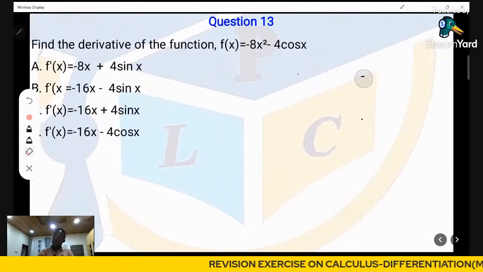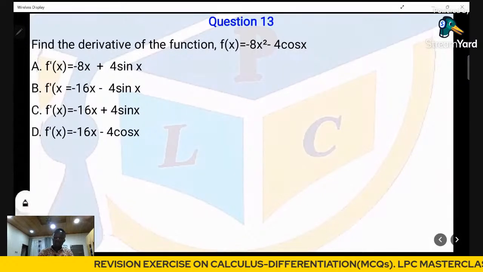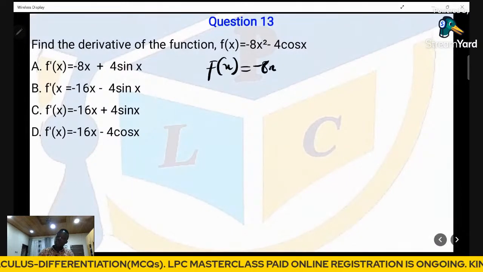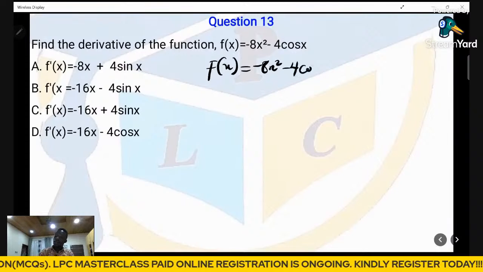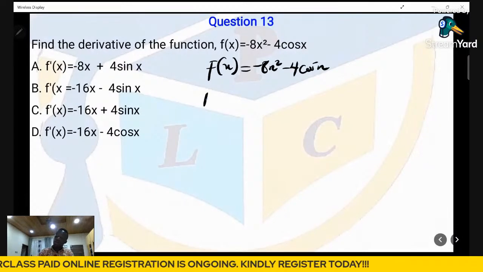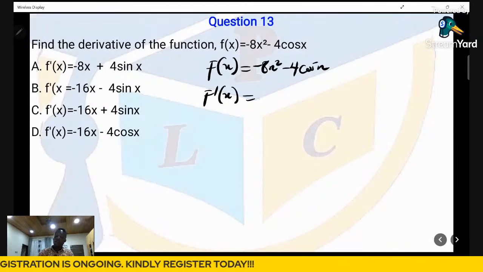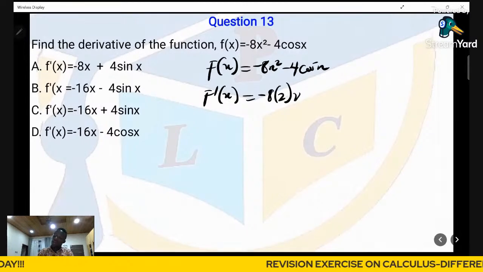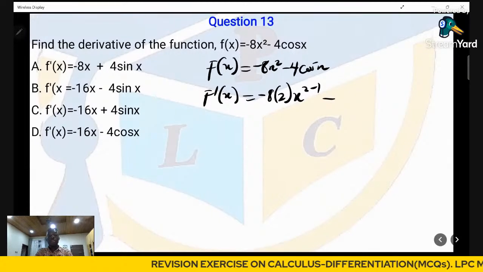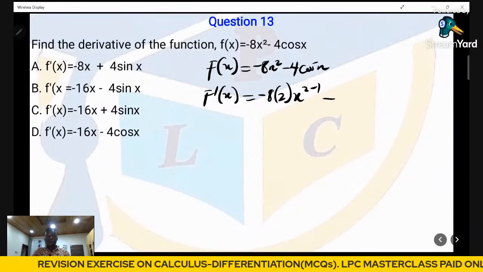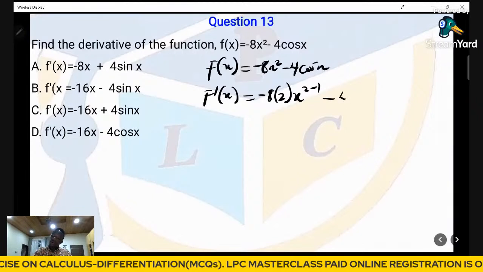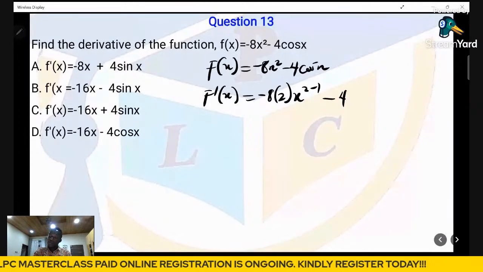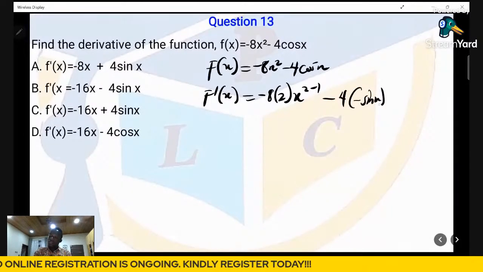Once you get this, we are good to go. So let me go so that I can have some space for the calculations. So here I have f of x, and that should be equal to negative 8x squared minus 4 cos x. At this point f prime of x should be equal to, so I differentiate term by term. Here it's going to give me 8 multiplying 2x to the power 2 minus 1, minus, so remember this is a product rule, 4 cos x. So I'll hold the 4 and differentiate the cos. We said differential of cos is going to result in negative sine, so I have my negative sine x, plus.